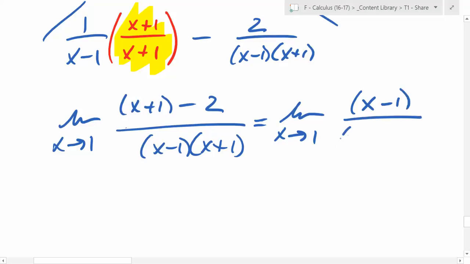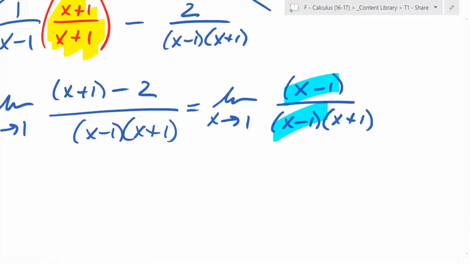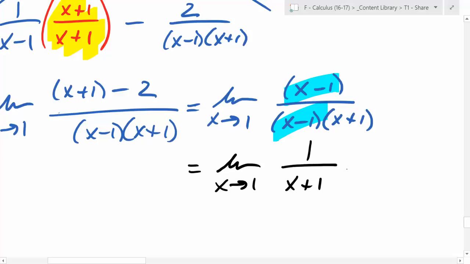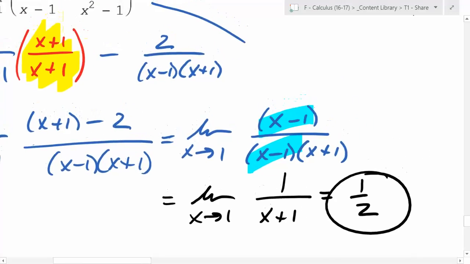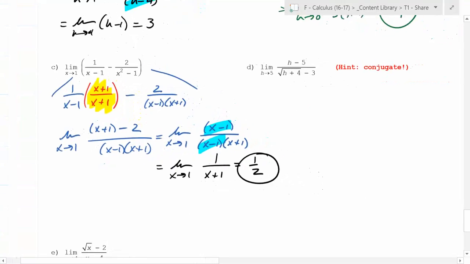X minus 1. Can you now cancel something? Yep. What do you now have? The limit as x goes to 1 of what? Not 0, what? 1 over x plus 1. Can you plug 1 in now? Yep. So what's it turn into? 1/2. There it is.